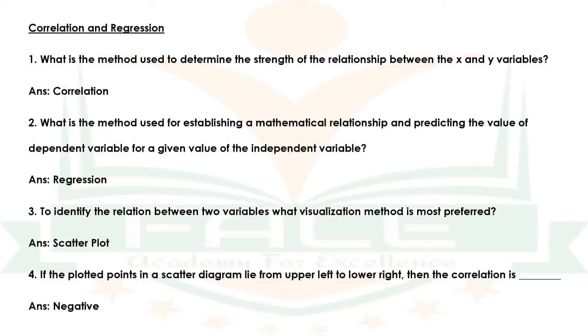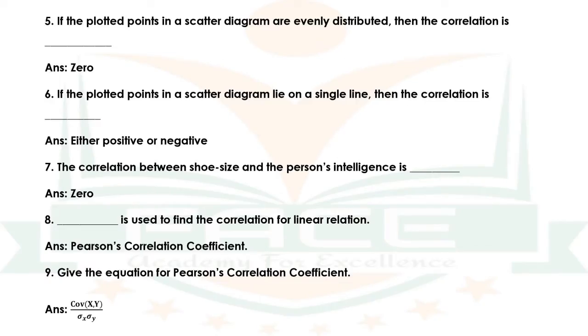Question number 4. If the plotted points in a scatter diagram lie from upper left to lower right, then the correlation is dash. The answer is negative. Question number 5. If the plotted points in a scatter diagram are evenly distributed, then the correlation is dash. The answer is 0. Question number 6. If the plotted points in a scatter diagram lie on a single line, then the correlation is dash. The answer is either positive or negative.